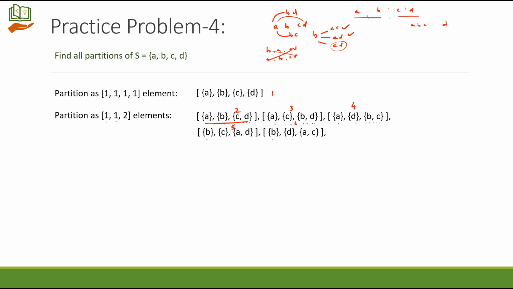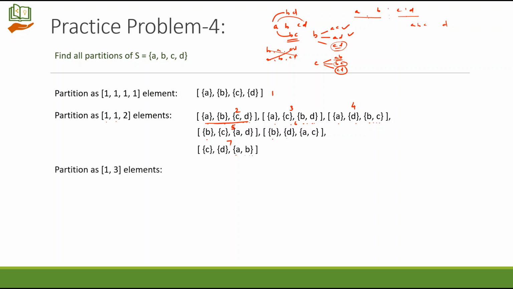What about C? C will have 3 cases. AB pair, BC pair and CD pair. Already BC pair is done in A, CD pair is done in B. So the only left out pair is AB. So we can take it as C, D, A, B. This will be the 7th partition.